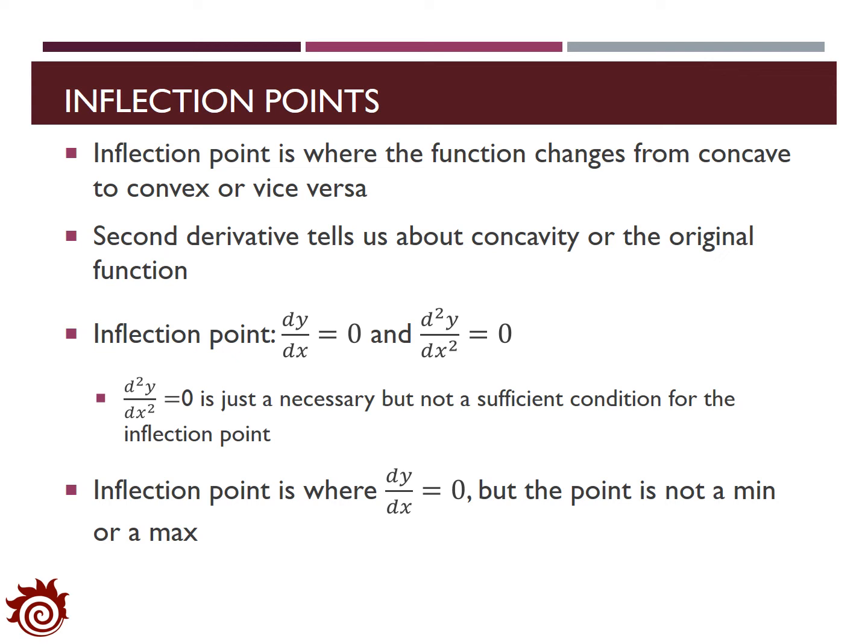Now we will see how to define inflection points. The inflection point is where the function changes from concave to convex or vice versa. We can use the second derivative to identify the inflection point. In general, at the inflection point, the first derivative is 0 and the second derivative is also 0. But you should remember that the second derivative being 0 is just a necessary condition, but not a sufficient condition for an inflection point. So the inflection point is where the first derivative is 0, but the point is not a minimum or a maximum. It's just the point where the function changes concavity.